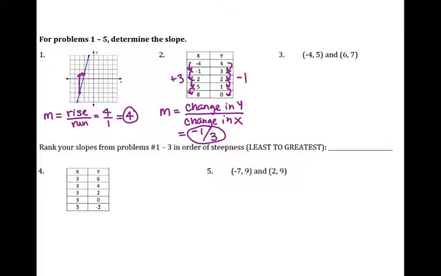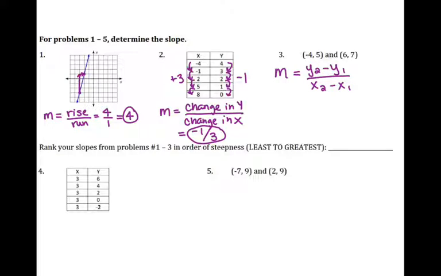When you have 2 points and you want to find the slope, you're going to use the formula for calculating slope. So that is y2 minus y1 over x2 minus x1. And what that formula actually means is I'm finding the change in y over the change in x. So the difference in my y's over the difference in my x's. So it's all related, whether you have a graph, a table, or 2 points.